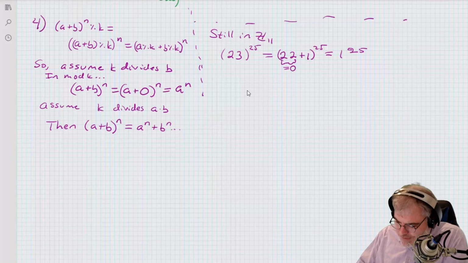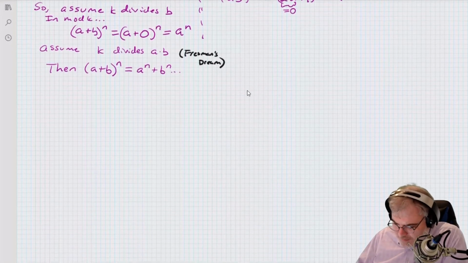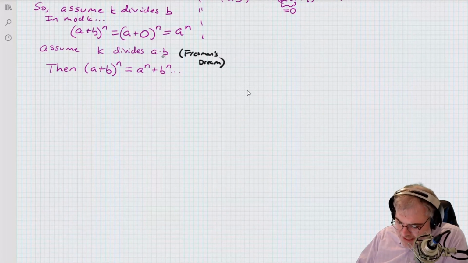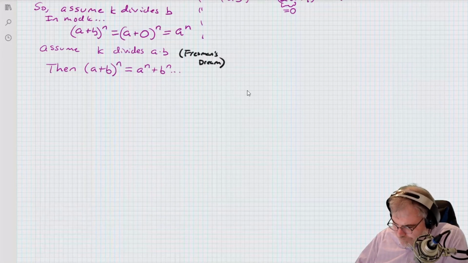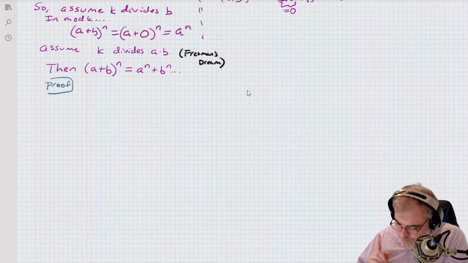Subtract 11 twice and you wind up at 0. This, by the way, is called the freshman's dream. That is actually the name of the theorem. I am not making that up. I am not saying bad things about you that are freshmen. I'm saying that's the name of that damn theorem. If K divides A times B, then obviously everything mod K, (A plus B) to the n equals A to the n plus B to the n. Why is that true? Let's prove that fact.